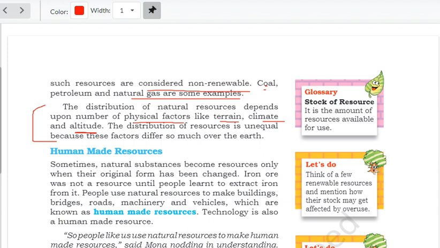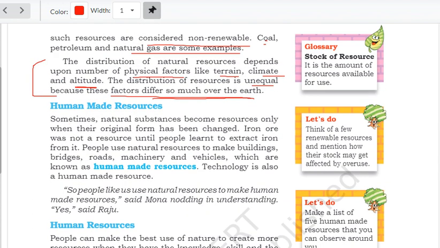The distribution of resources is unequal because these factors differ so much over the earth. The distribution of resources is not equal around the earth. It is very different from region to region because of these factors. Terrain doesn't remain the same, climate doesn't remain the same, and altitude doesn't remain the same everywhere around the earth. So it has an effect on the resources, including human made resources.